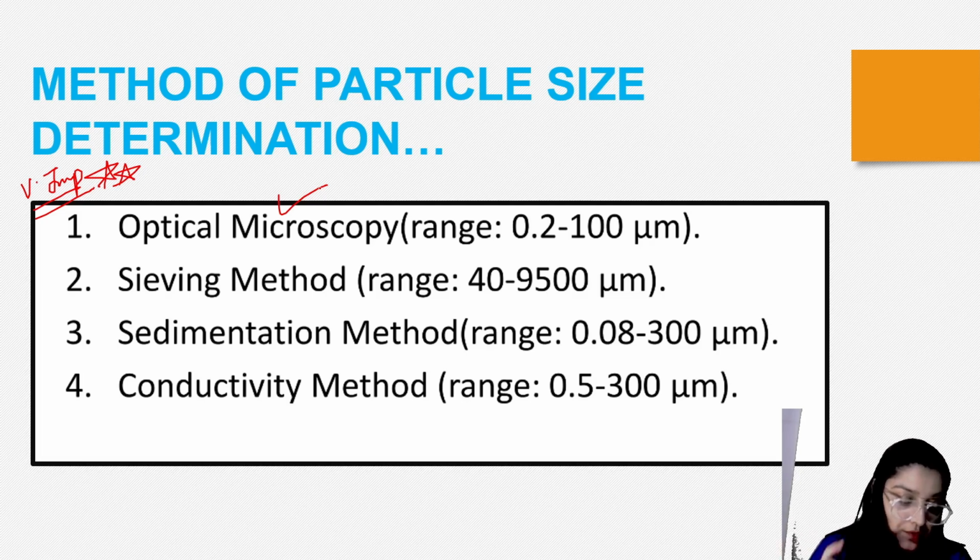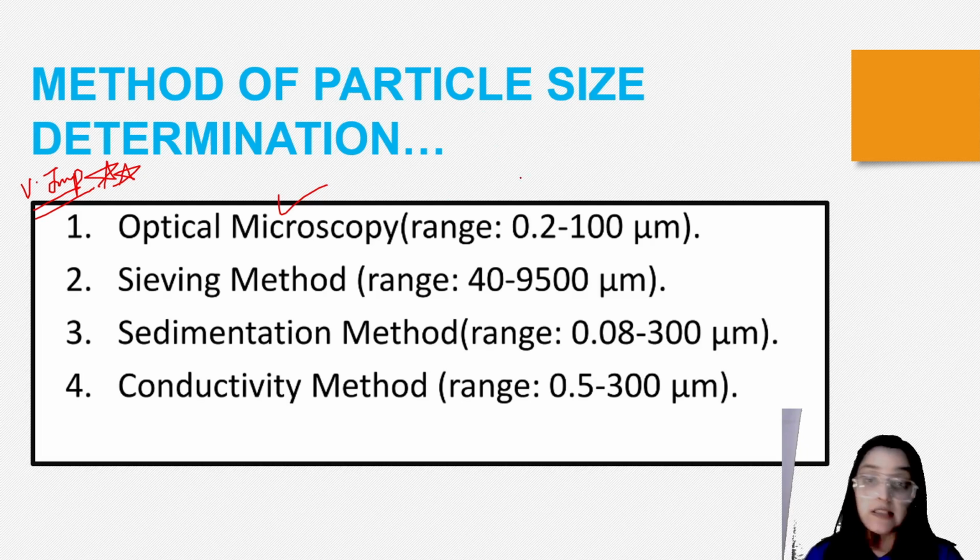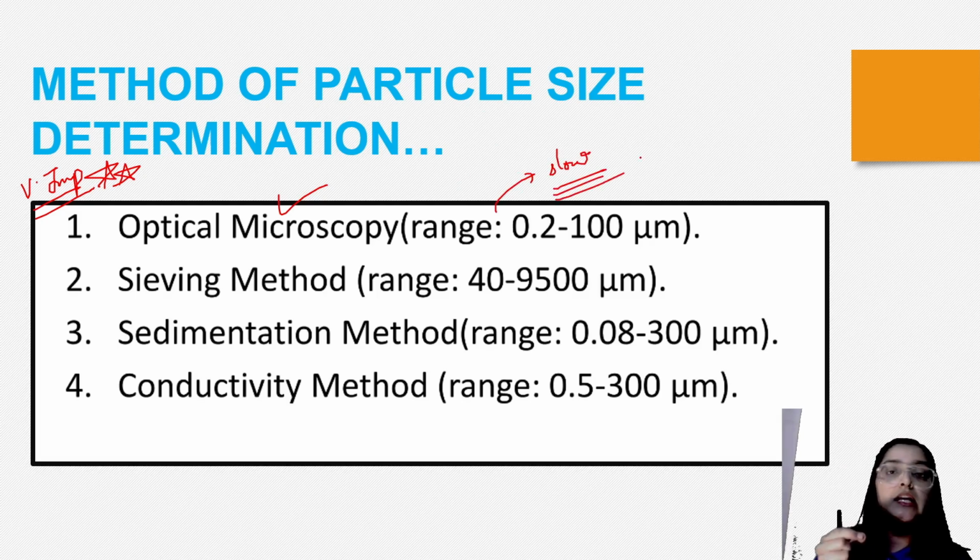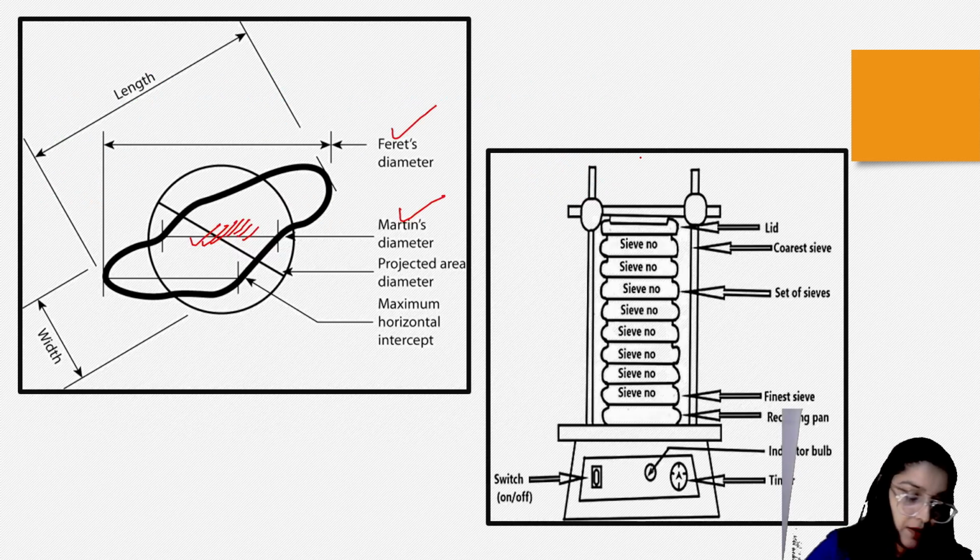Okay, now this method offers one little disadvantage, that this method is a little slow. Okay, you need to count each and every particle. This is a slightly slow method. Okay, next comes the sieving method.